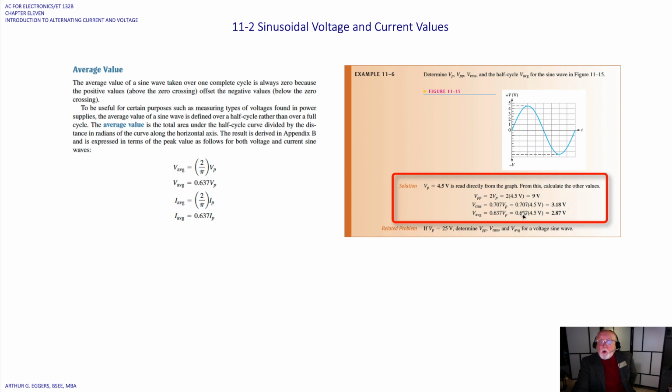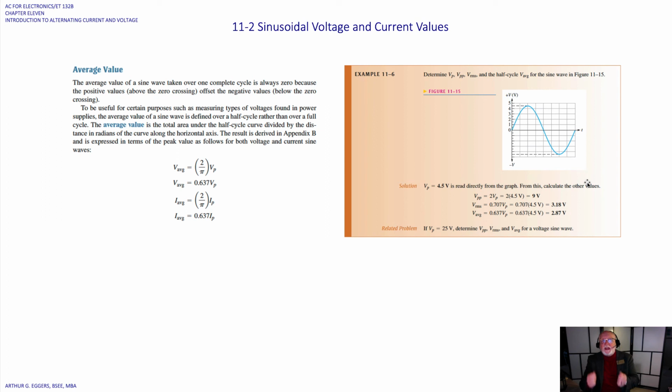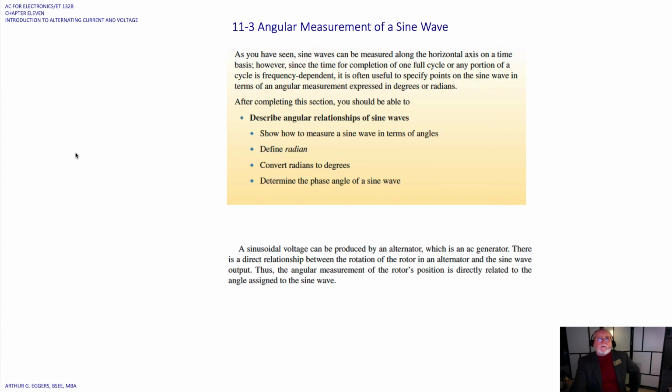What becomes important here is understanding, when you're using your equipment, your voltmeter or your oscilloscope, what you're actually seeing and what you are actually measuring. Because if not, you will end up with the wrong value of voltage that you need to use. Okay, so when we come back, we're going to take a look at the angular measurement of a sine wave.